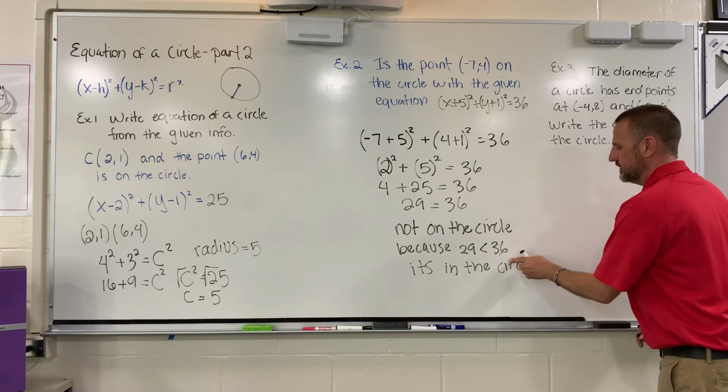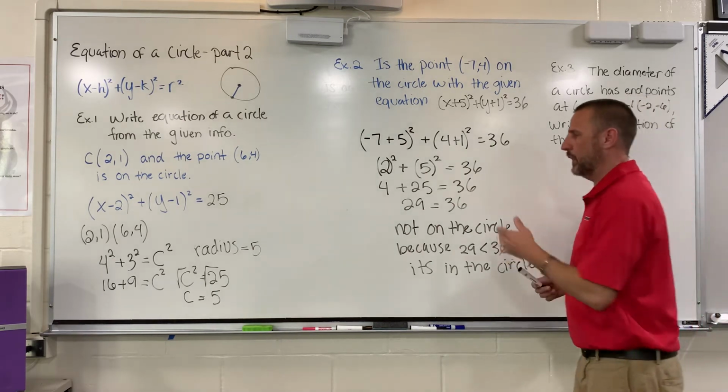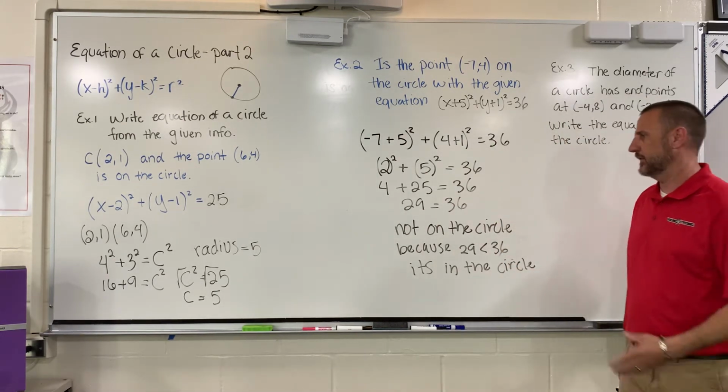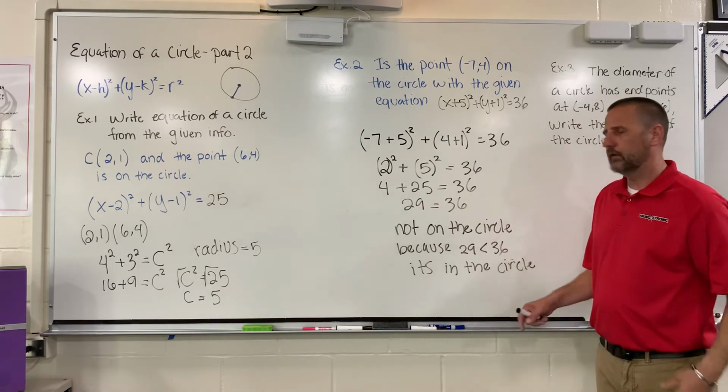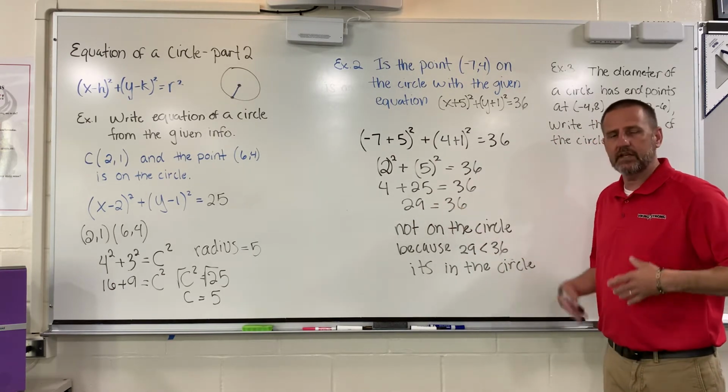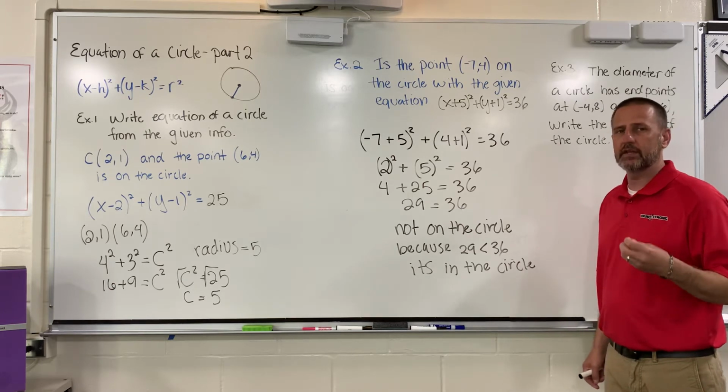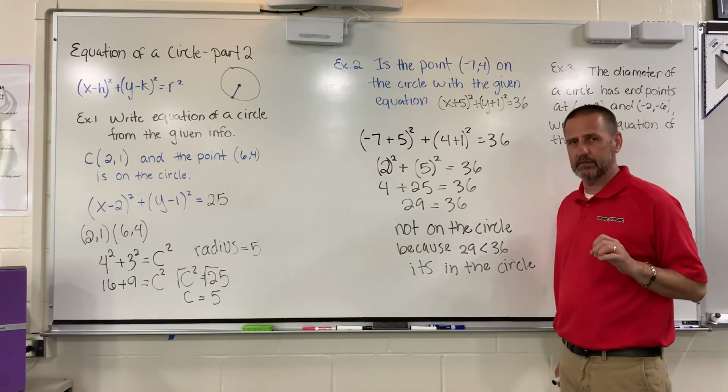And that would go just the same if I ended up with a value that was greater than 36 in this case. If I had a value, say 50. Well, if I come up with 50 equals 36, that number is bigger than 36, which tells me that number is bigger than the radius, so it's outside the circle.